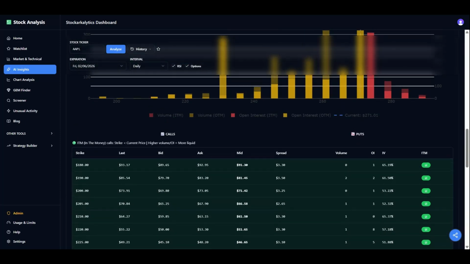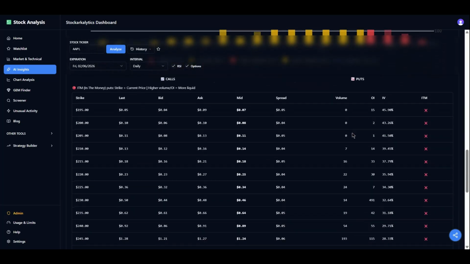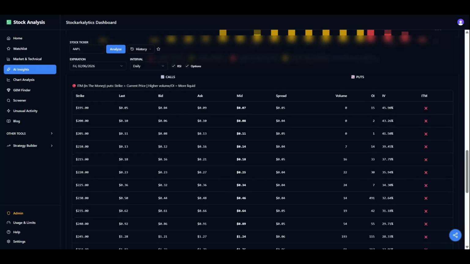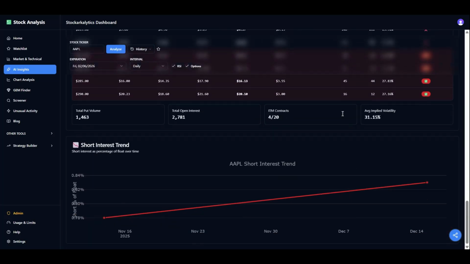Then the puts tab is the same layout, just for put contracts. Same idea. Check spread for liquidity, look at volume for what's active today, and open interest for where the positioning is stacked. If puts show heavy open interest at certain strikes, that often signals key downside levels traders are watching, especially near expiration.